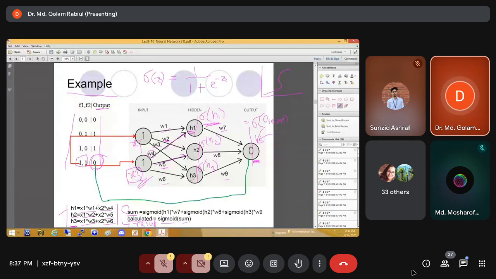x1 and x2, those are just inputs. We cannot change the input. We only change the w to finally get the output. So that's why our target is to change the w. Those w's are called the learning parameters. So all these w's here, those are our learning parameters.